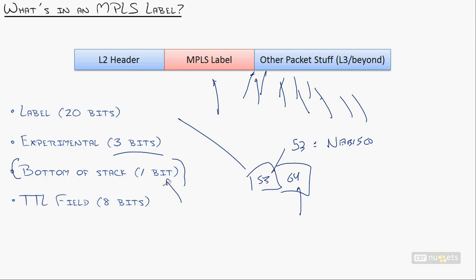And you need to know which one's the last one in there. So as it starts peeling off labels, which it will do, you can have the very last one be marked as the bottom of stack, meaning there's no labels behind this. And then finally, TTL, time to live. Same thing as in the IP header. It helps prevent loops inside of a service provider network by saying how long this packet can live as it goes from router to router to router.